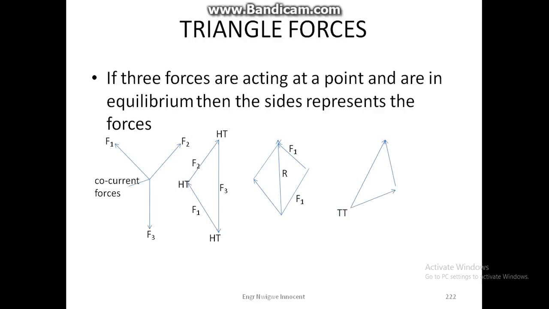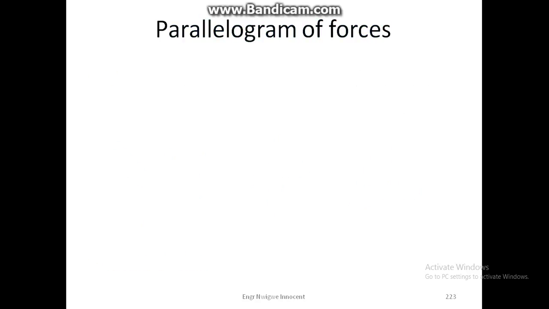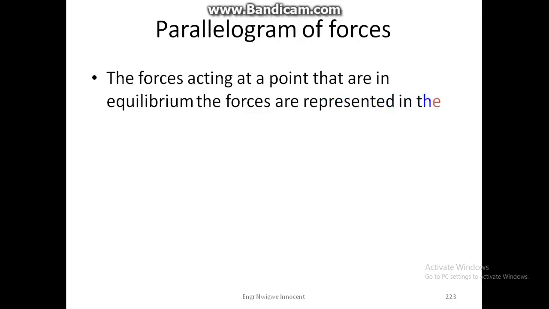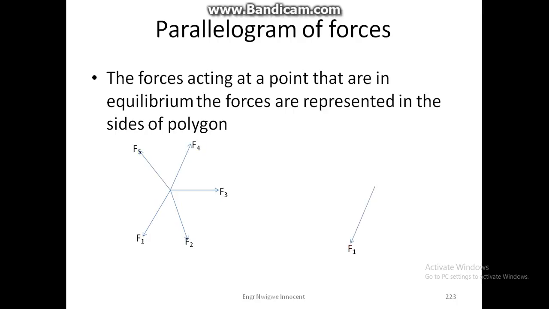Therefore, starting from the tail, which joins the tail to head, and which joins the two heads. Polygon of forces: for forces acting at a point that are in equilibrium, the forces are represented by the sides of a polygon. F1, F2, F3, F4, F5 can be represented in a polygon as F1, F2, F3, F4, F5.